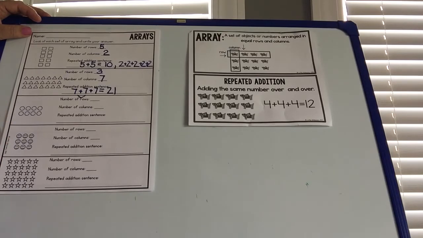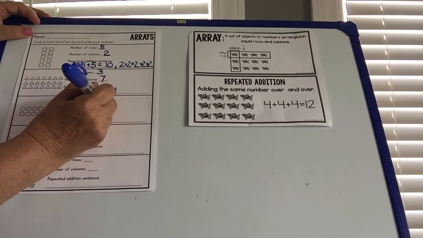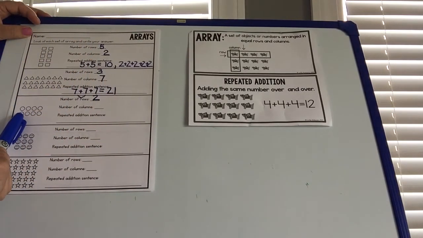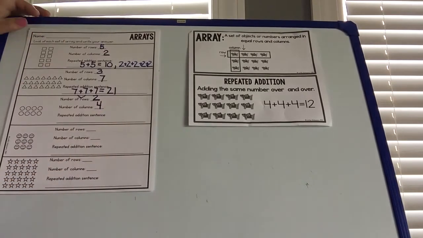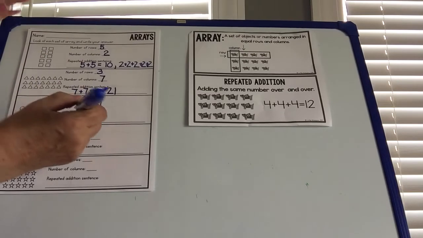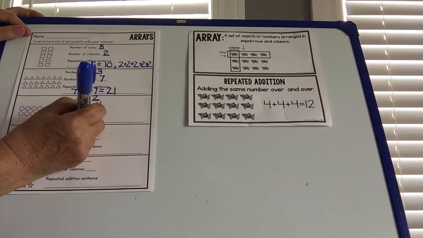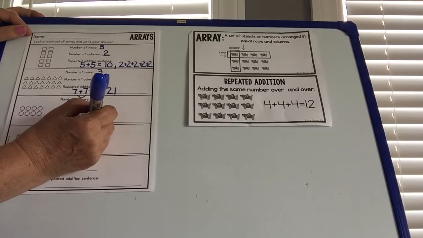Now let's go on to the next one and count the number of rows. How many rows do we have here? 1, 2. We have 2 rows of circles. But how many columns are there? 1, 2, 3, 4 columns. Well, what's our repeated addition sentence going to say? We could say 4 plus 4, couldn't we? That's right. And we know, ding, ding, ding, that's a double. 4 plus 4 equals 8.